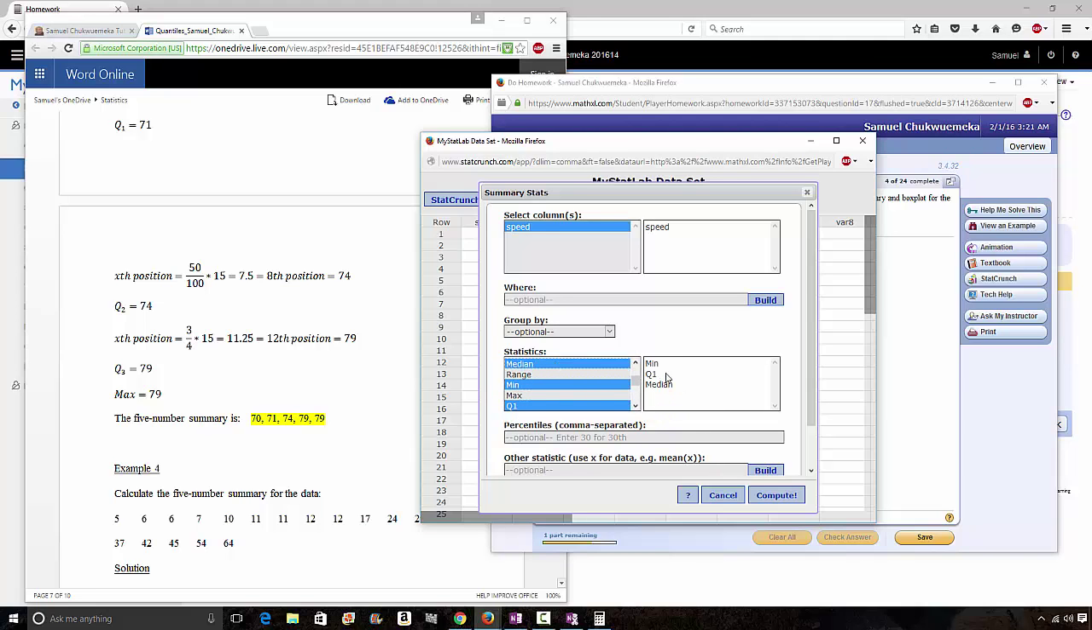The way you click it is the way it will appear. Then I need my upper quartile, Q3. And then I need my max. I need my max.